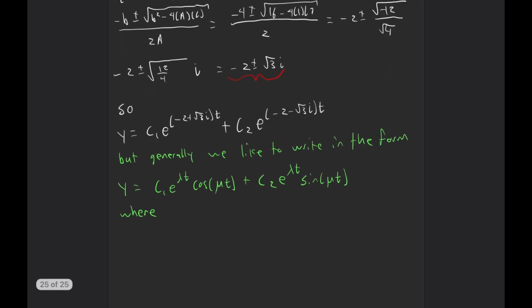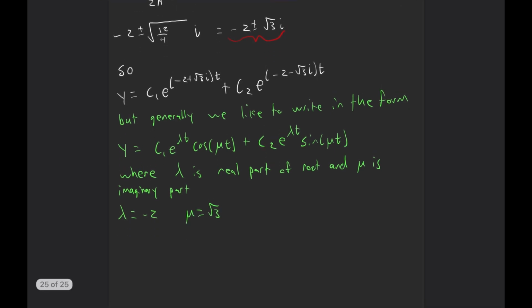So we're going to use this general solution form: c1 e to the lambda t cosine mu t plus c2 e to the lambda t sine mu t, where lambda is the real part of the root, so in our case it's -2, and mu is the part connected to the i, and that's going to be root 3 for us. So our final solution is c1 e to the -2t cosine root 3t plus c2 e to the -2t sine of root 3t.